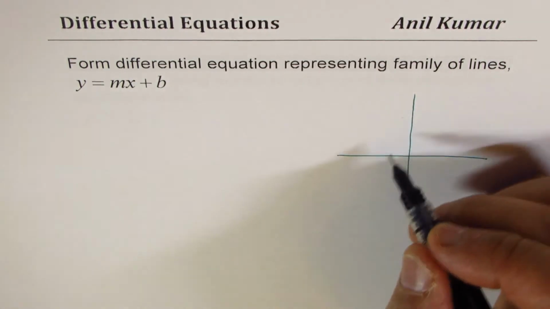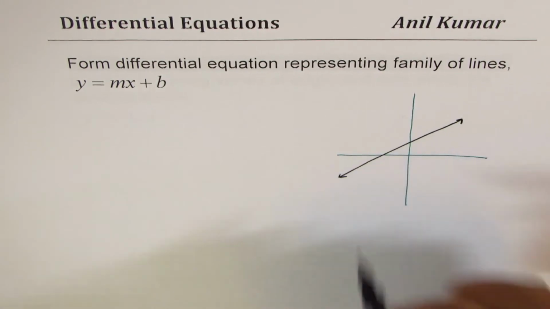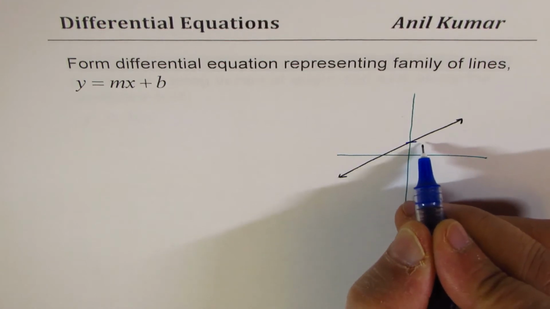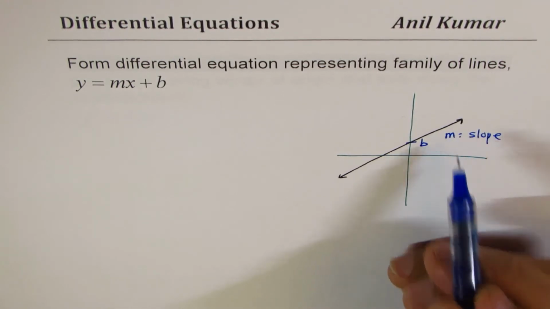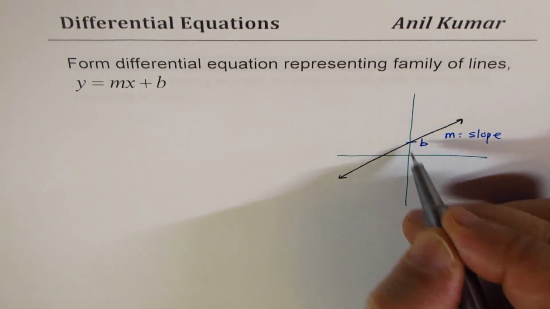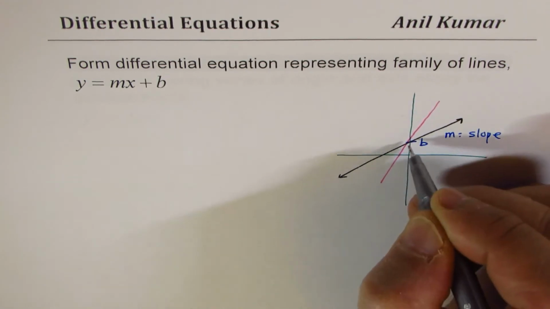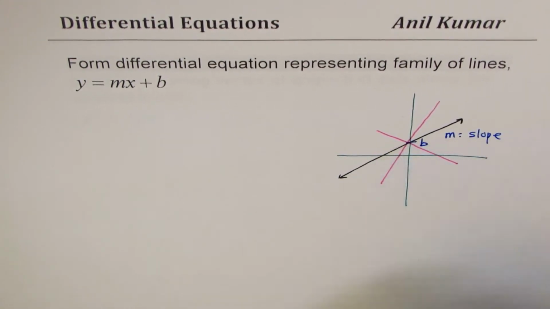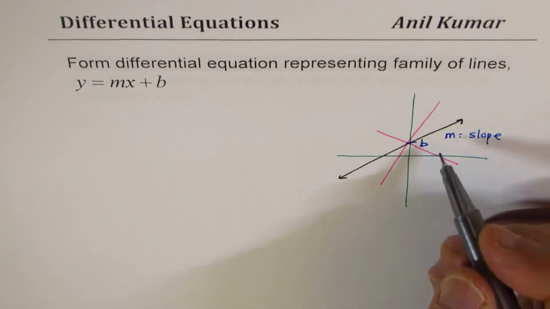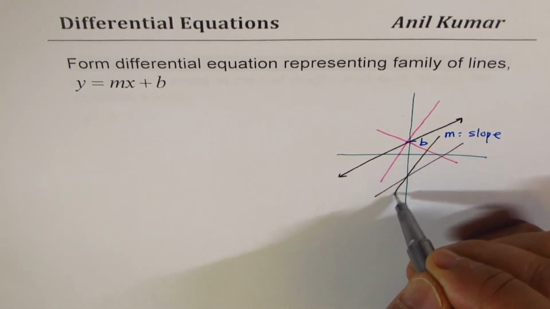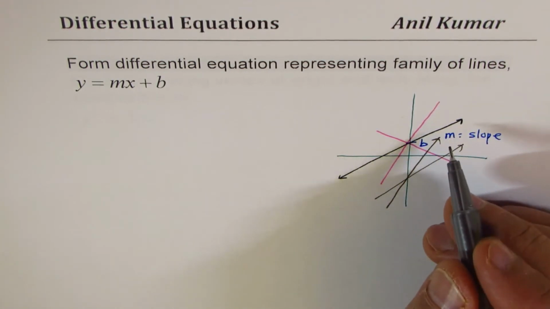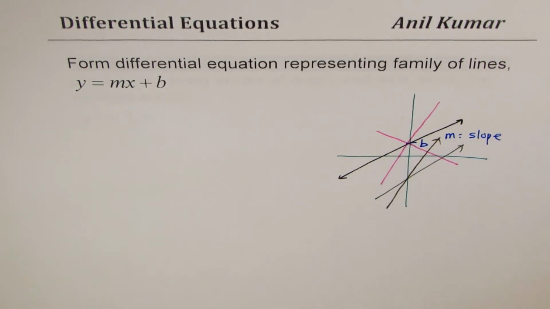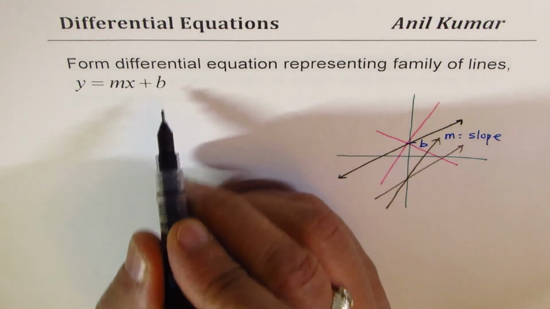So if we draw a line, we know that for this particular line, b is the y-intercept and m is the slope, right? Depending on different values of m, for example, if we keep b constant and m different, we could draw these kinds of lines. If we change b for different slopes, we could get lines like this. So all different lines we have to represent by one equation, and that is the differential equation we are looking for. Correct?